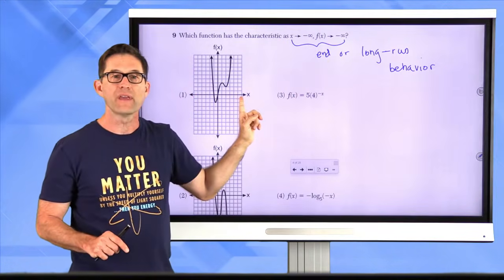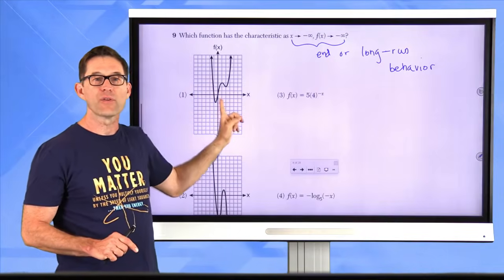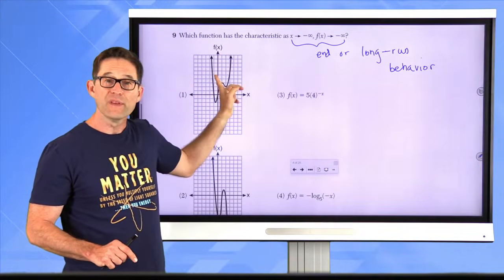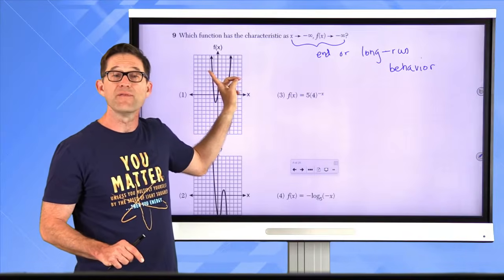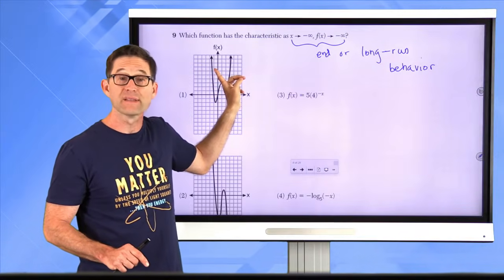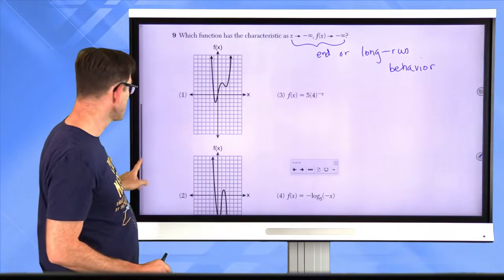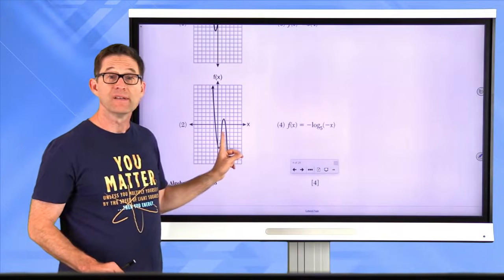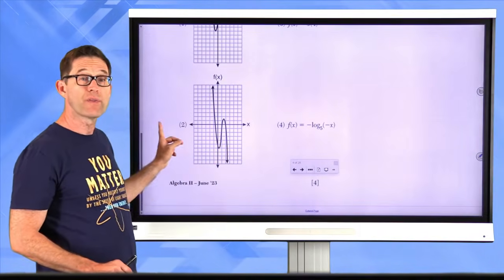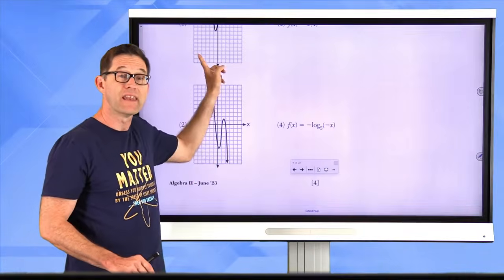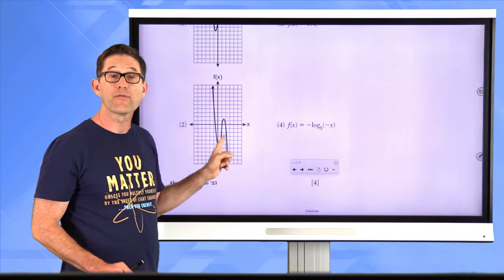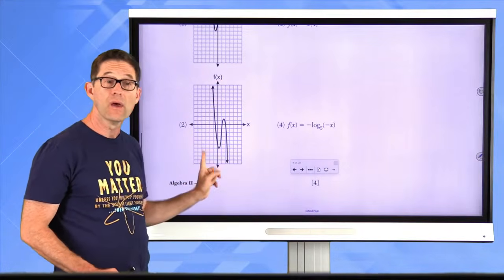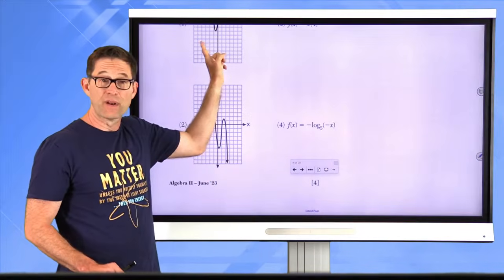Well, look at this graph. Here, as we go to the left, the graph is heading up. So in this particular graph, as x goes to negative infinity, f of x is going to positive infinity. All right, let's take a look at the other graph they give us. Same song, second verse. If I go to the left here, the graph is heading up. So yet again, as x goes to negative infinity, y is going to positive infinity.